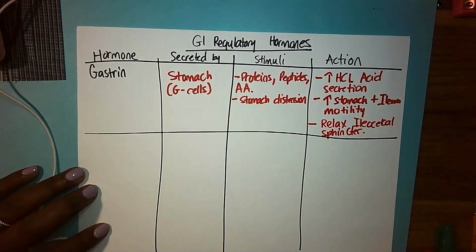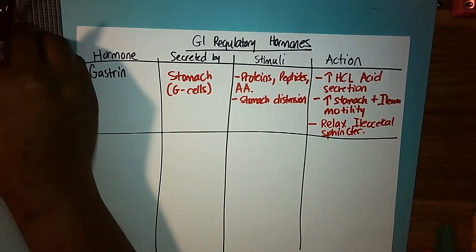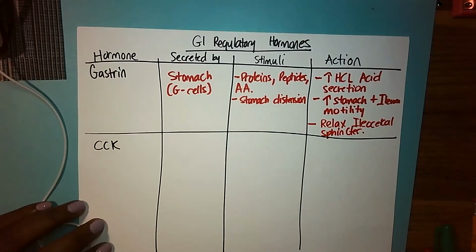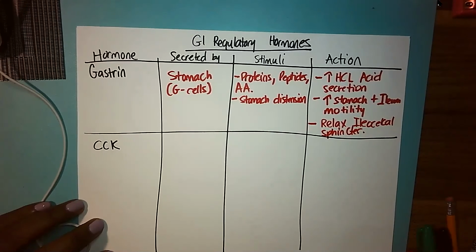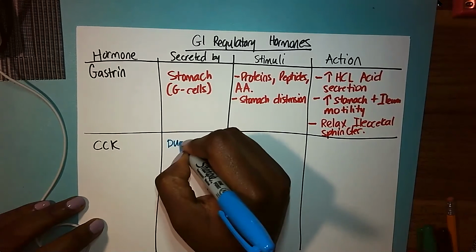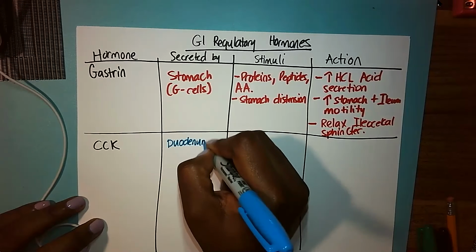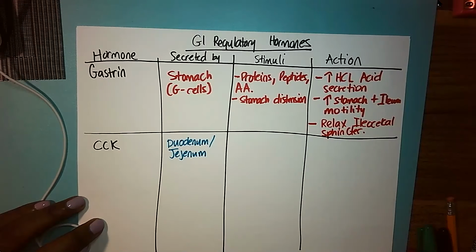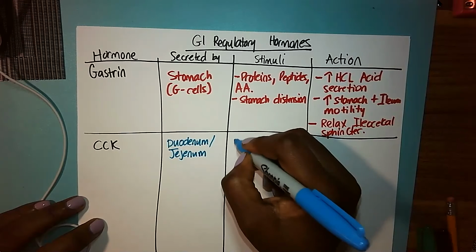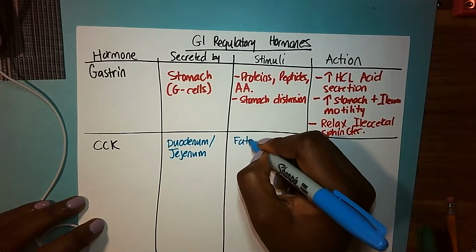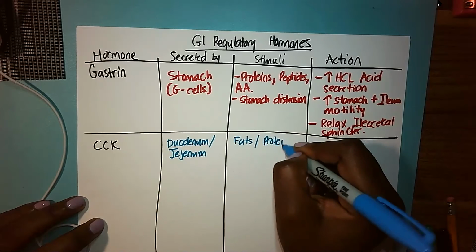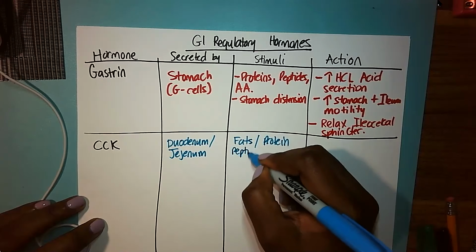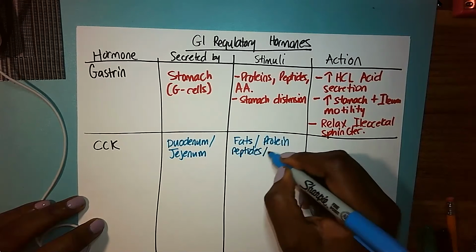We also talked about CCK. So CCK, or cholecystokinin, the location for this is the duodenum and jejunum. The stimuli here are going to be the presence of fats or protein. When we say protein, this could also include peptides or amino acids, which are those breakdown products.